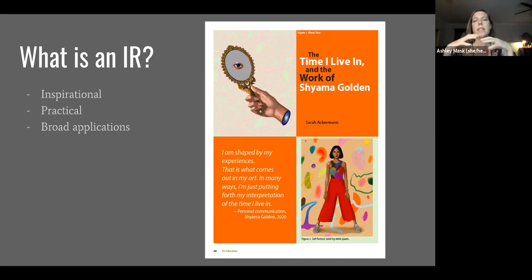So what we want is for IRs to be inspirational, practical, and broad in their application, meaning that the ideas you might share through an instructional resource could work well for a variety of grade levels or diverse learning environments.